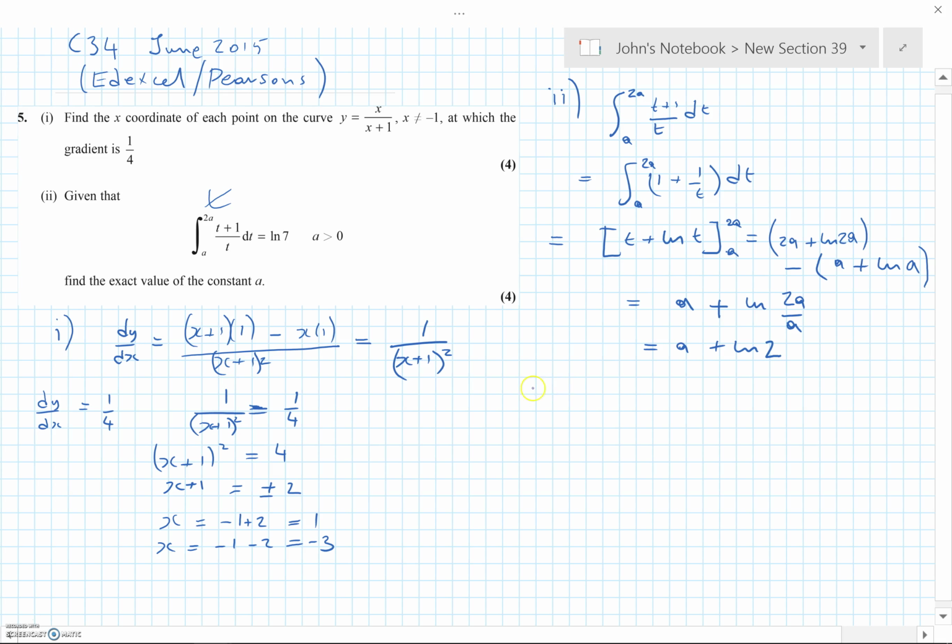But we know that that's equal to ln 7, so we have ln 7 equals a plus ln 2. So taking that over to the other side, we've got a is equal to ln 7 minus ln 2. So a is equal to ln of 7 over 2. So that's it. That's the answer. Okay, that's it.